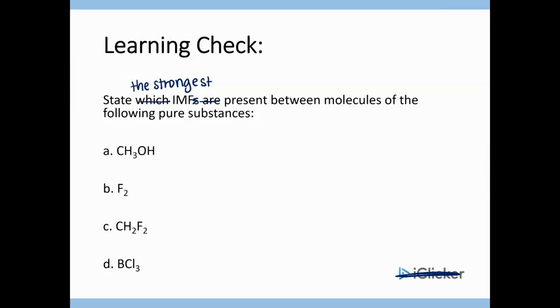So remember, dispersion is the weakest, dipole-dipole is slightly stronger, hydrogen bonding is stronger than that. We don't have any ions here. So we need to determine if the molecule is polar or nonpolar. If it is polar, does it meet the conditions for hydrogen bonding? To do all of that, your first step should be drawing the Lewis structure.